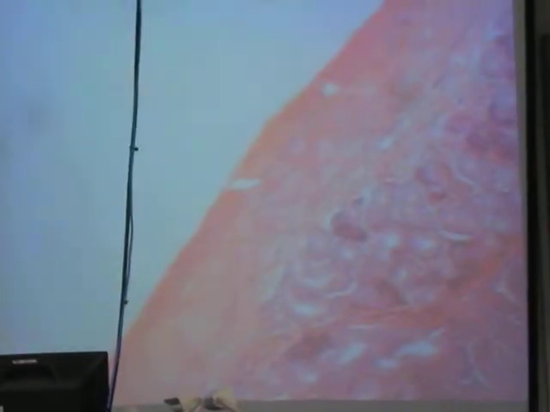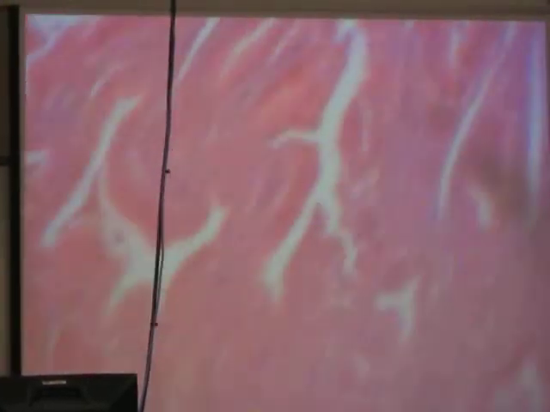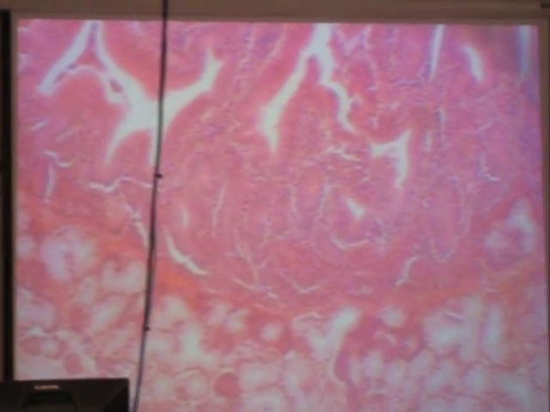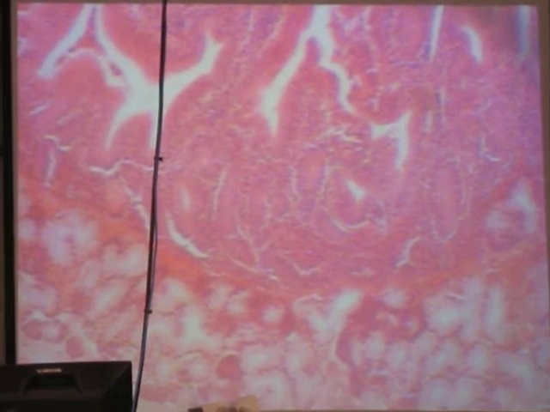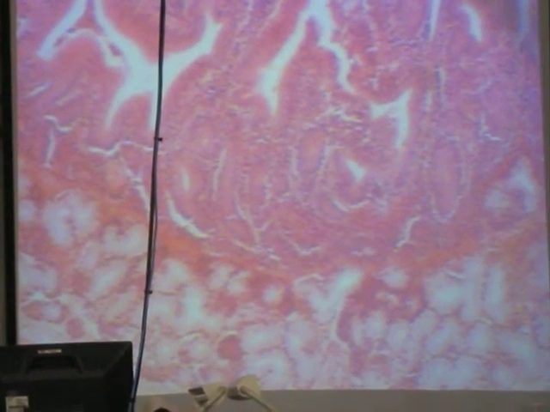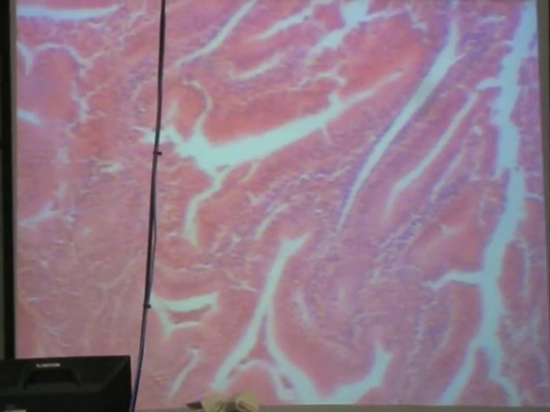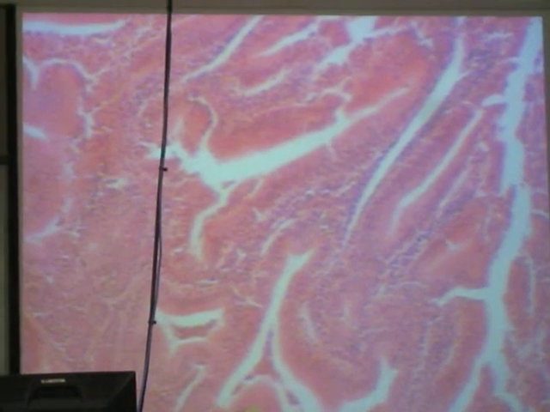This is another one. There's 3 sections. You should be able to differentiate the 3 sections of your intestine, the duodenum, the jejunum, and the ileum. And there's a couple of ways to do this. First off, when you look at them, you can differentiate based on the size of the villi.